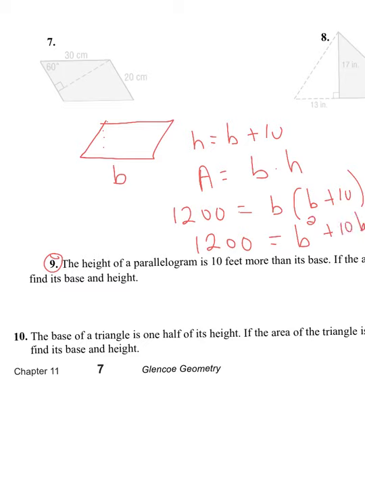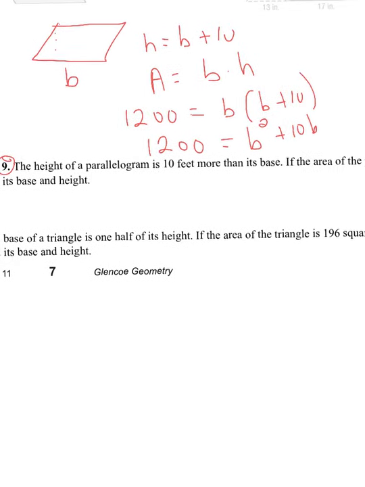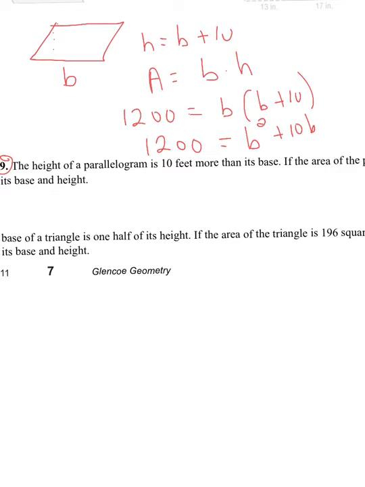Okay, I'm going to go at the bottom of this page to finish this problem, because I don't have space. So if you continue, if you rearrange this and put in standard form, you will get 0 equals b squared plus 10b minus 1200.